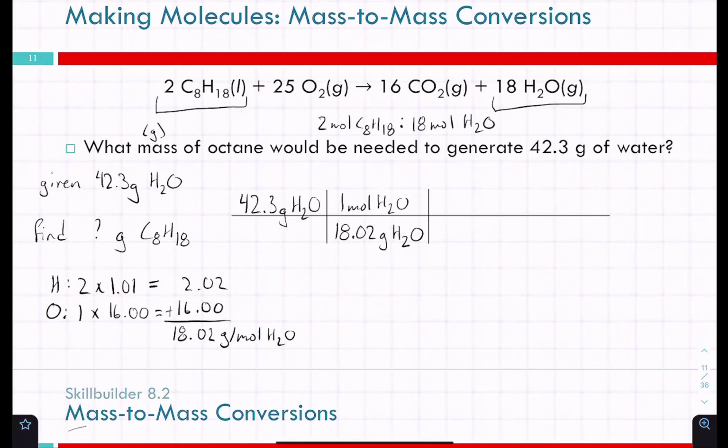And again, how do we use this in this next step of the equation? What goes on top, what goes on bottom? Octane goes on top and water goes below. Yeah. 18 moles H2O on the bottom. And again, that's because that cancels out our units. All right. And then the last step, we got to go from moles of B to grams of B.